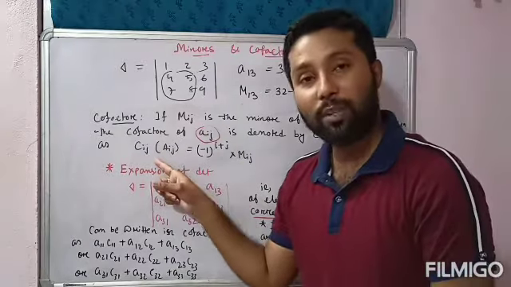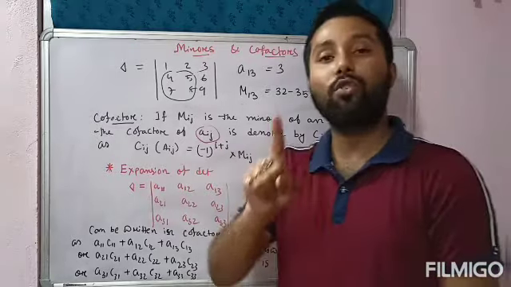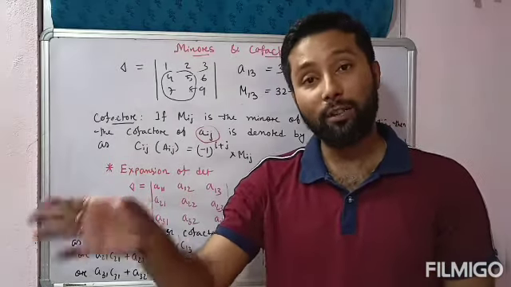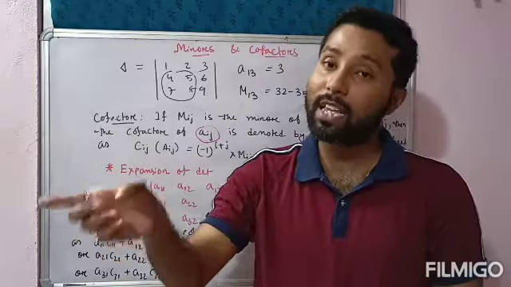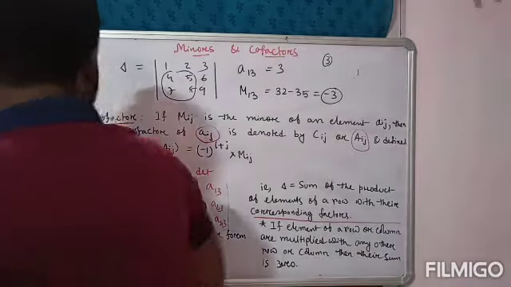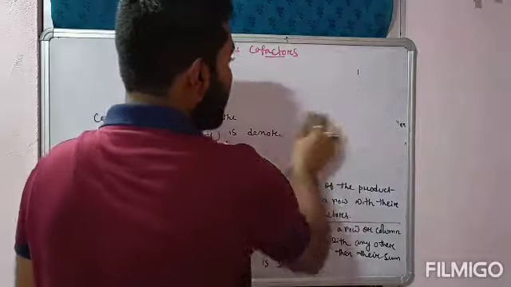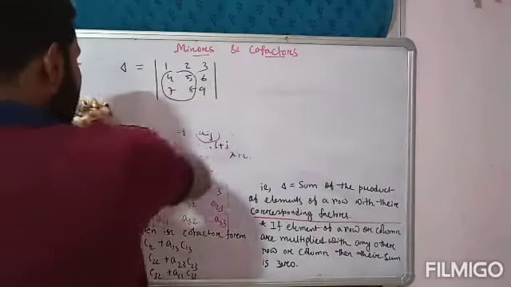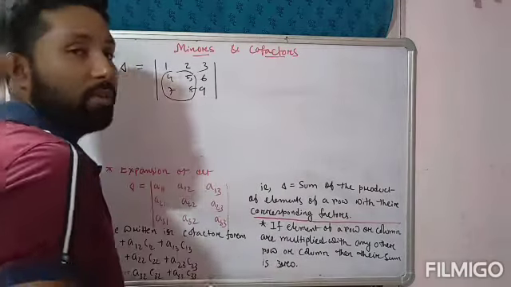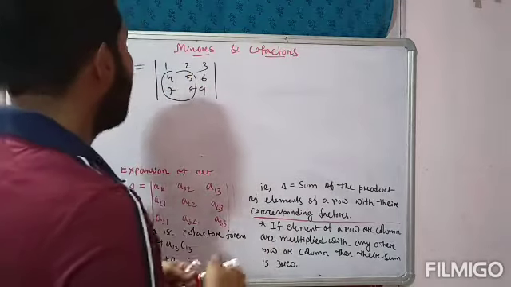So कोफैक्टर का फॉर्मूला क्या है? (-1) to the power i plus j into Mij. So without minor we cannot determine cofactor of any element, right? तो पहले माइनर निकालना पड़ेगा, उसके बाद ही कोफैक्टर फाइंड आउट कर सकते हैं हम लोग. ठीक है. Now I will give one example how to find the cofactor. Let us take this example only, order 3 का. Suppose you want to find the cofactor of 3.